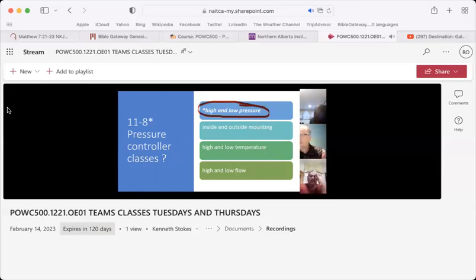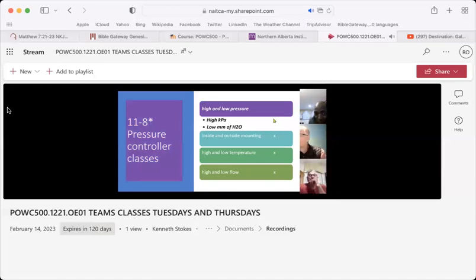Classes of pressure controllers: high and low pressure. Not flow, not temperature. Pressure controllers, high and low pressure class. Okay, what about high and low pressure? High is in kPa and low is in millimeters of water.